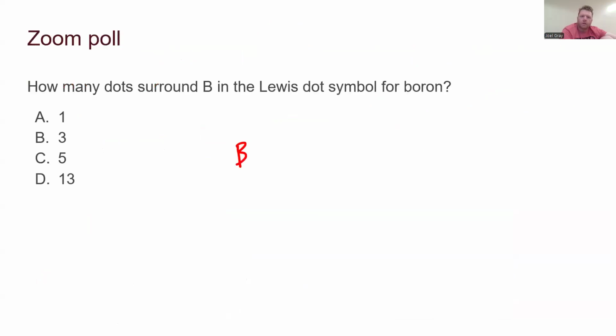Let's jump ahead. So we're going to do 1, 2, 3. I see that the popular answers were 3 and 5. 5 is incorrect because we're not looking for the total number of electrons. We're looking for just the number of valence electrons. Okay. Now we can proceed from here.